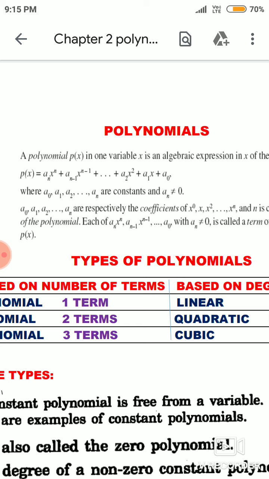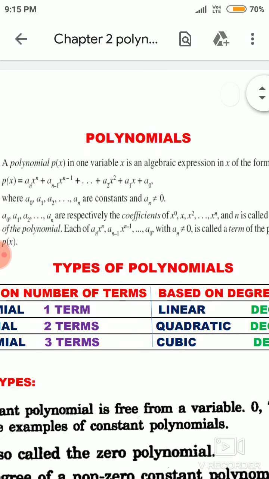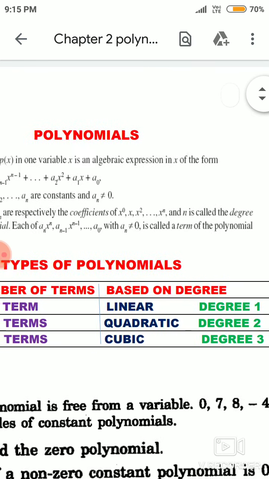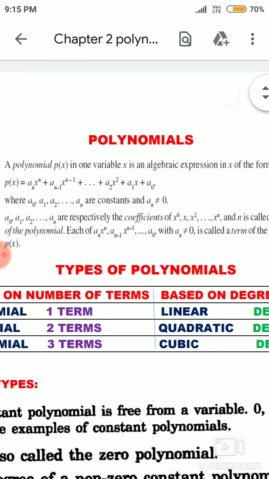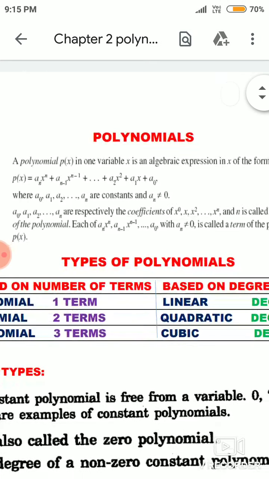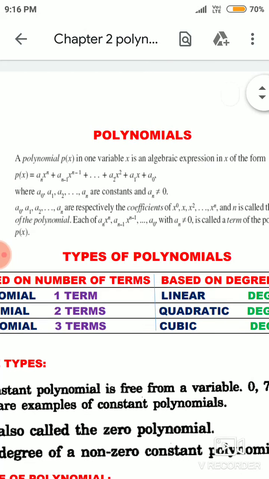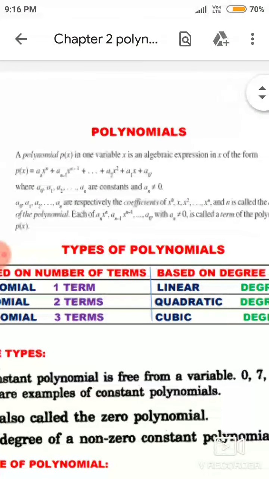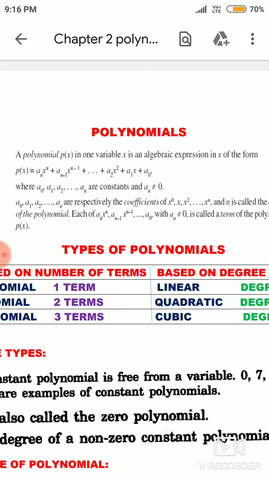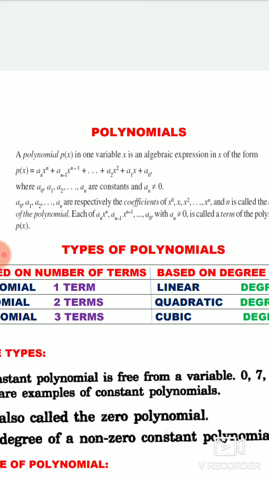These constants are also called coefficients of x^0, x^1, x^2, up to x^n. And n is called the degree of the polynomial. Each of a_n x^n, a_(n-1) x^(n-1) and so on is called a term of the polynomial. So it is the standard form of the polynomial which you have to learn. Any polynomial should be in this form. Anything which is in this form is called a polynomial.